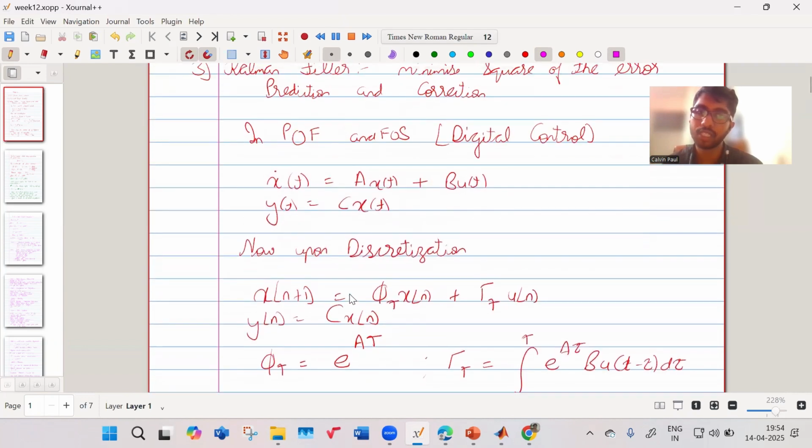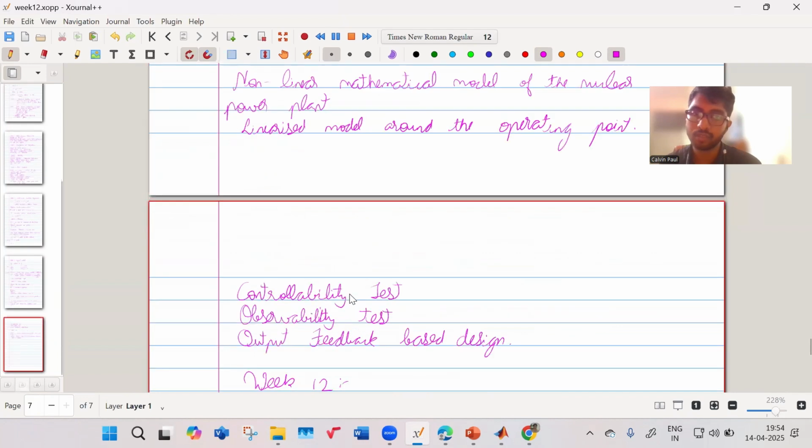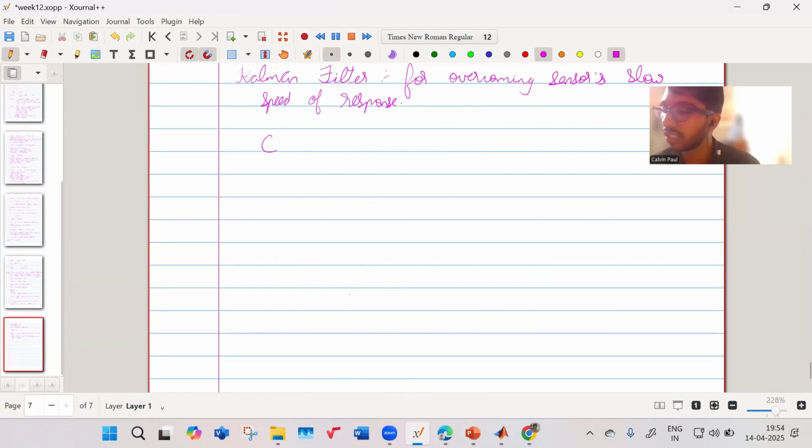How do we convert a continuous time system to a discrete time system, which is very important? For continuous time to discrete time, we use phi of t equal to e to the power At. So how do we get it? How do we evaluate it?